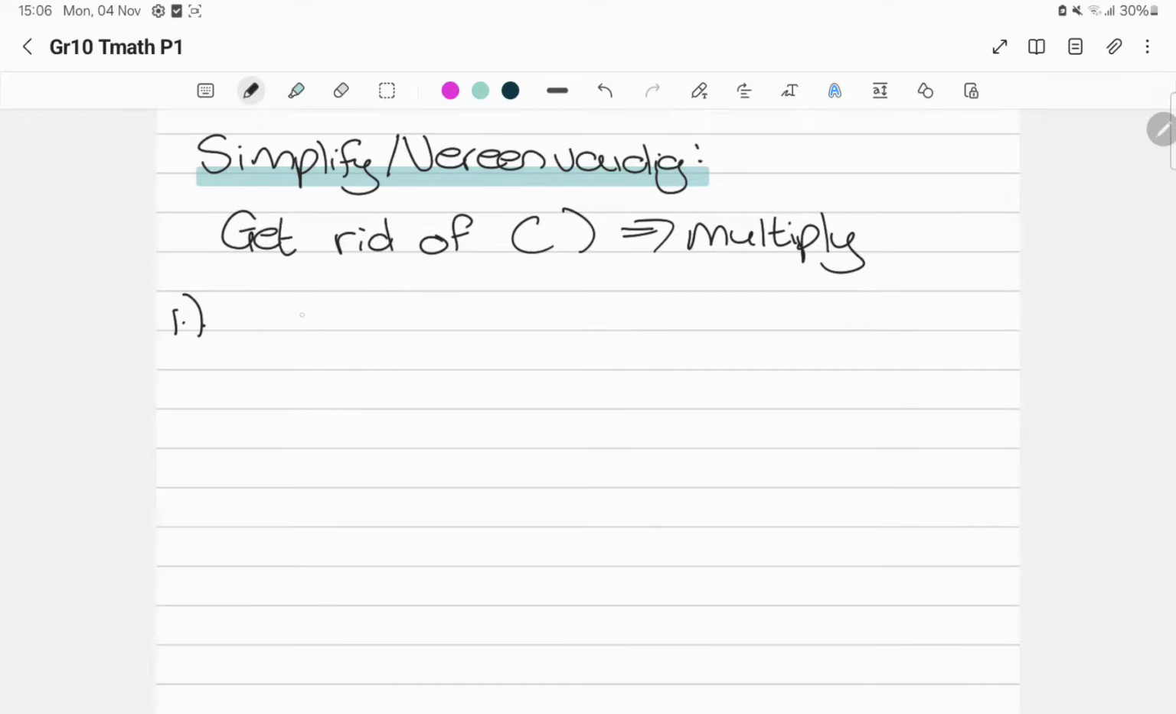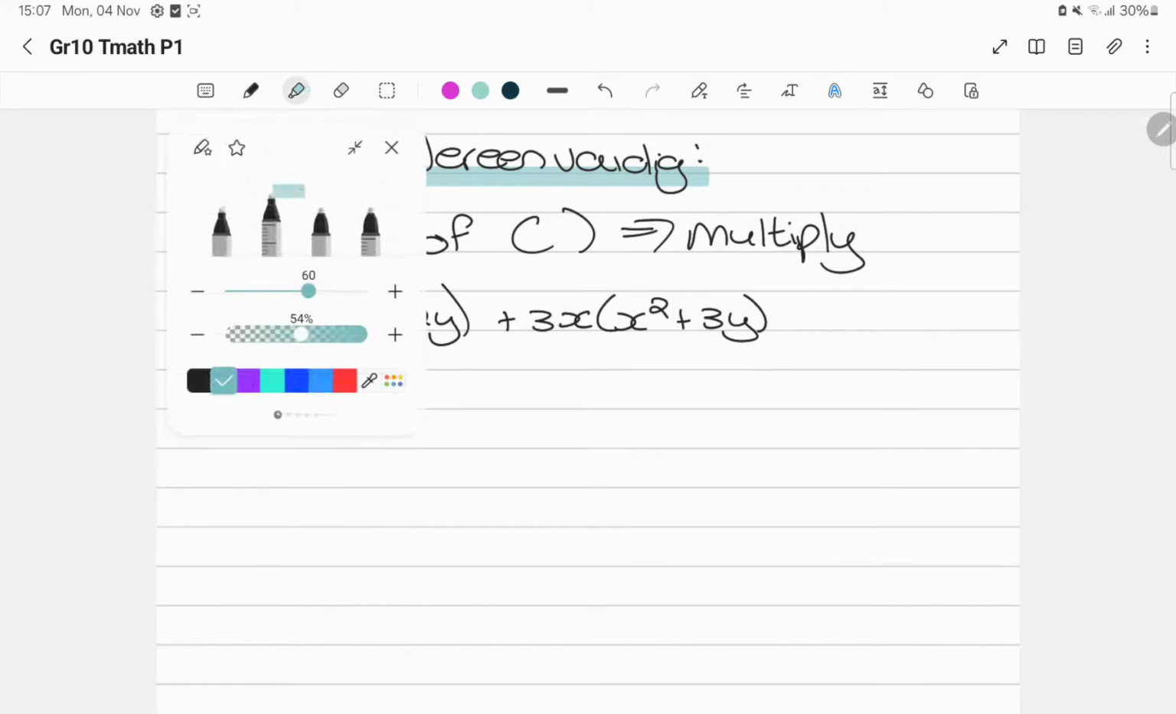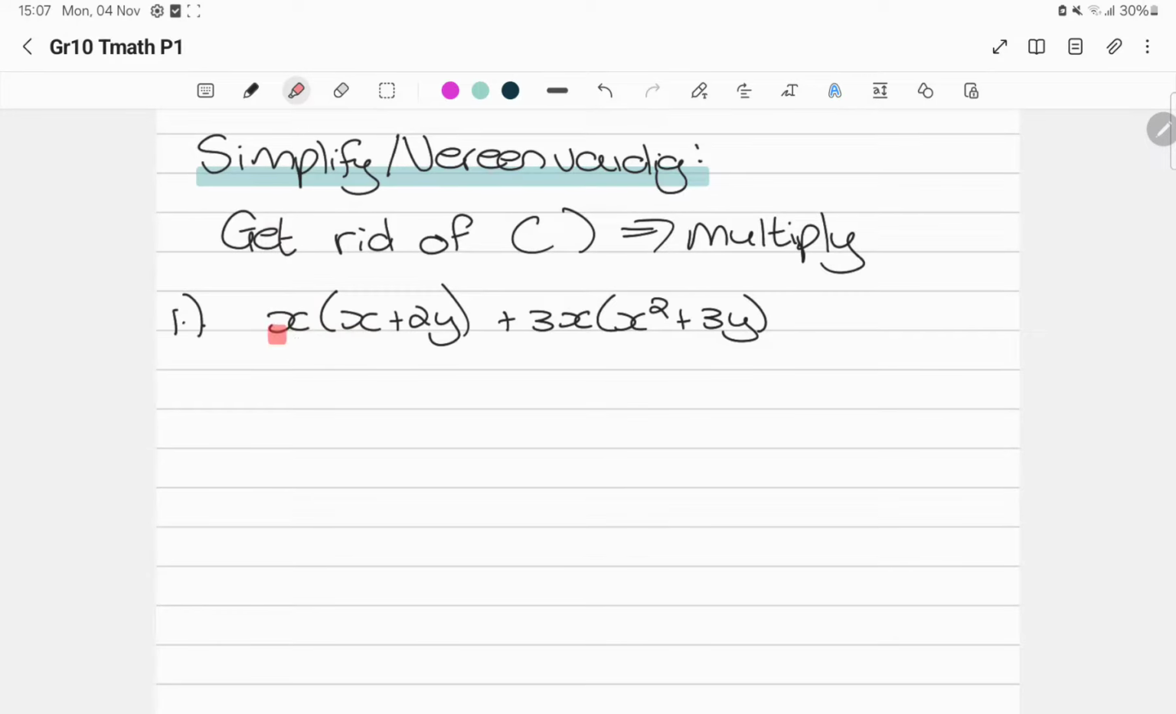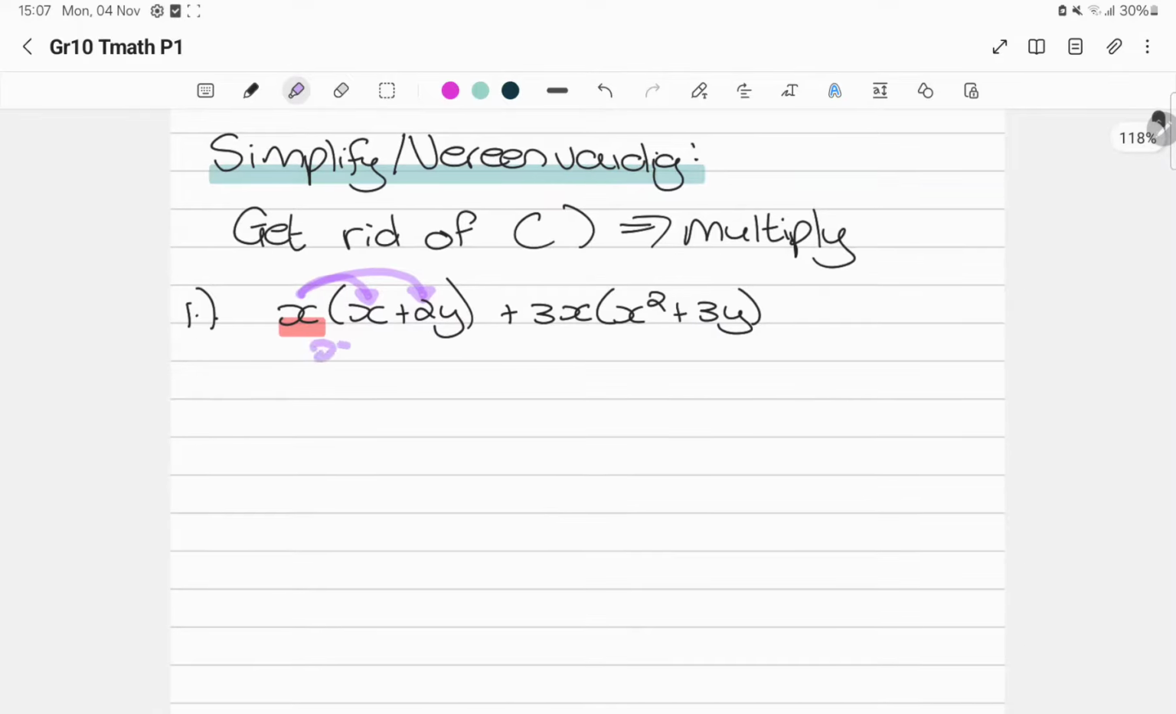Alright, so let's look at an easy one. x bracket x plus 2y plus 3x bracket x squared plus 3y. I need to multiply this out. Thankfully I only have one bracket at a time. So I take what is touching my bracket, it's going to be an x. Now I'm going to multiply this x with both terms inside the bracket. Meaning I ask myself, what is x times x and what is x times 2y?